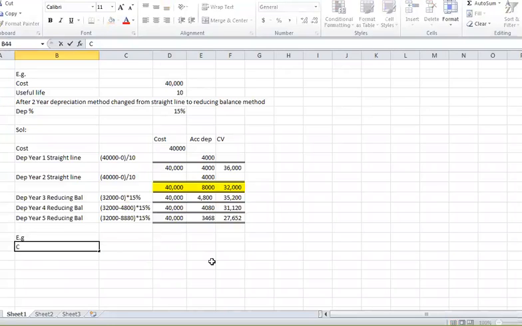So for example, we have purchased an asset and its cost is say 30,000 pounds, and its useful life is say 10 years.